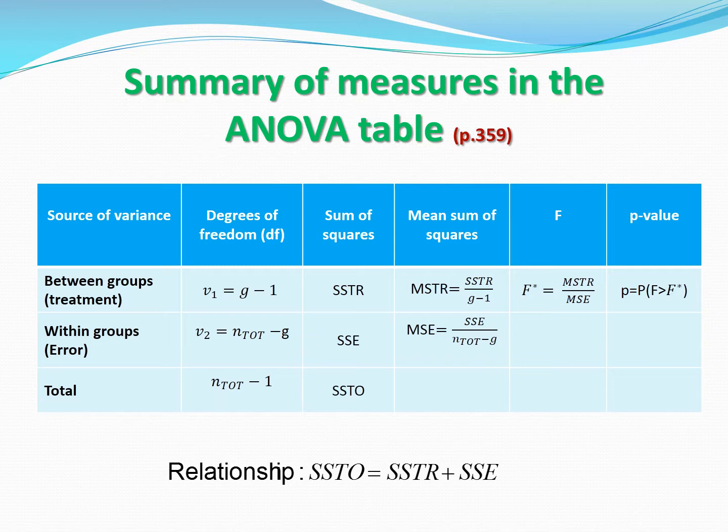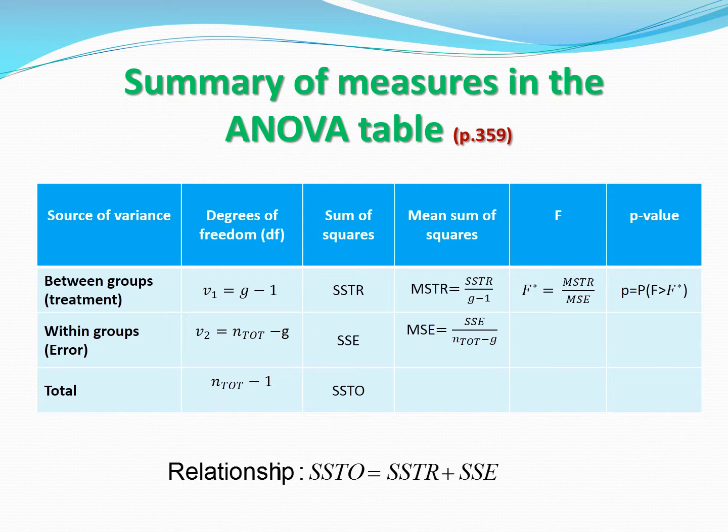In the third column of the ANOVA table, we find our sum of squares. So in the first row, you will place your treatment sum of squares, your second row, your error sum of squares, and your total sum of squares is placed in the last row.